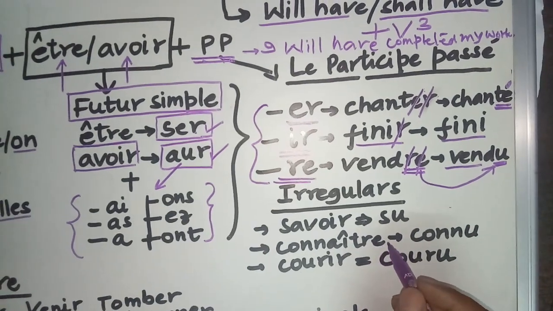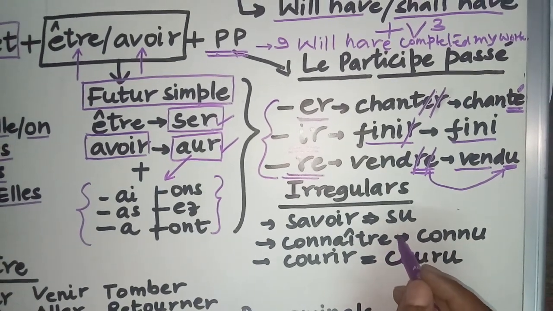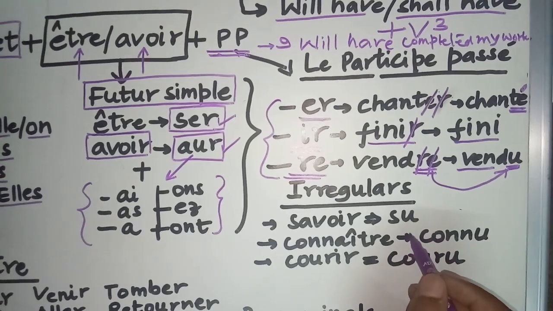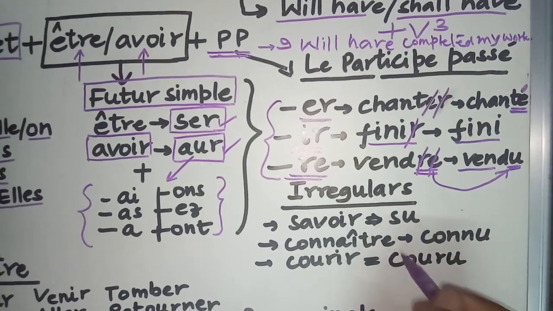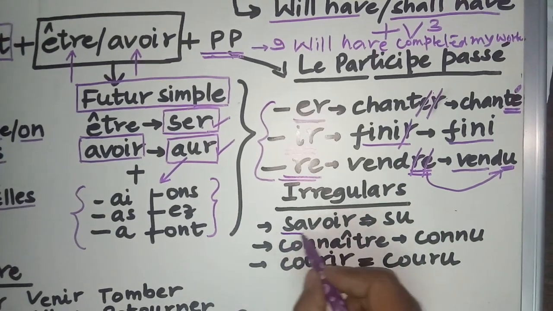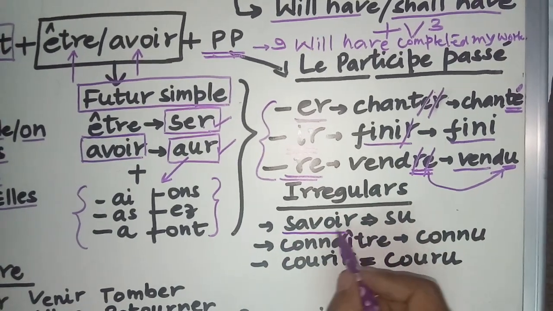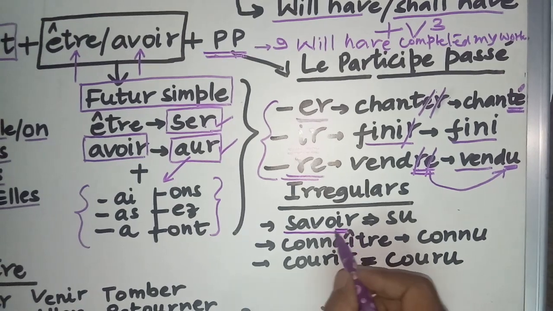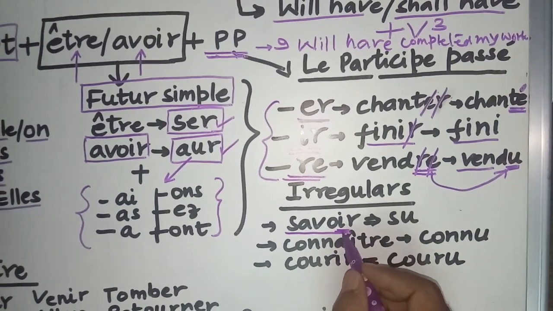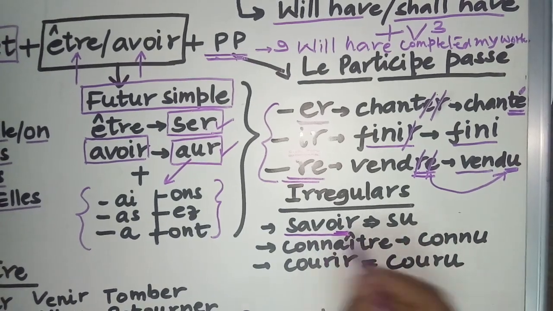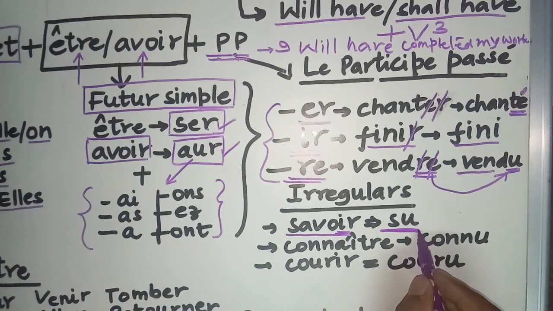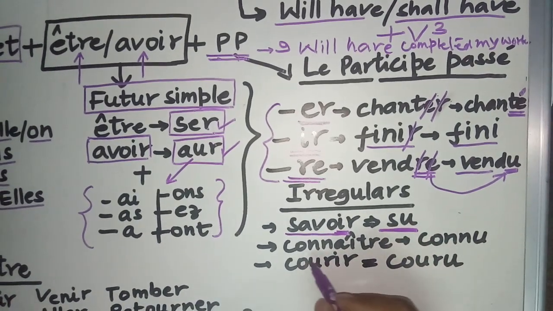More irregulars you can learn from the list. If you say so, I can provide you the list, or you can refer to certain books. There are irregulars lists given, you can memorize them. Savoir is one irregular. Don't go like it's an ir ending verb, so I should drop the r and end it with i. No, that will be wrong. So savoir takes its participe passé su.